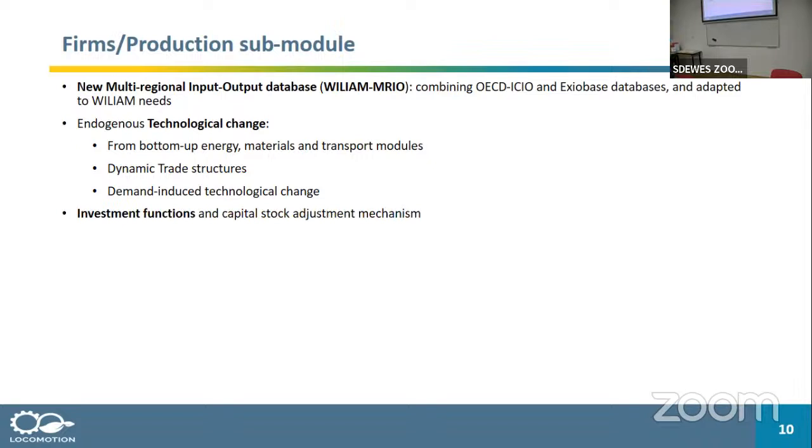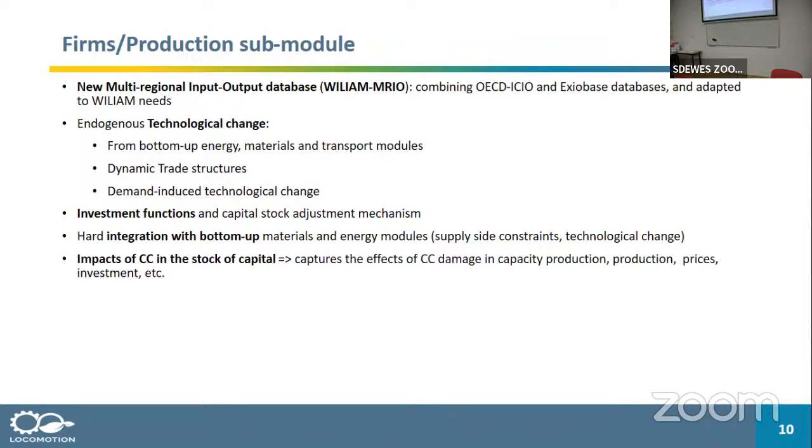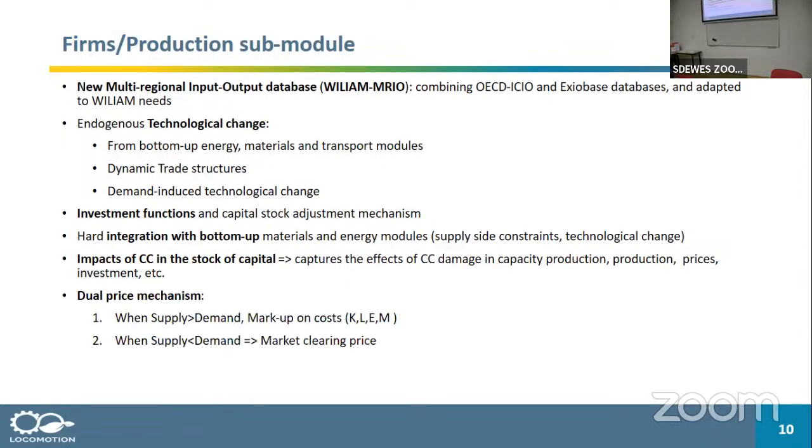We have investment functions and capital adjustment mechanisms. As I mentioned before, high integration between materials and energy modules. We have the impact of climate change on the stock of capital and labor productivity, that we will explain later. And we have a dual price mechanism.